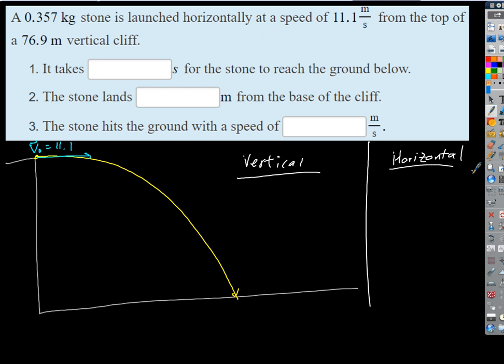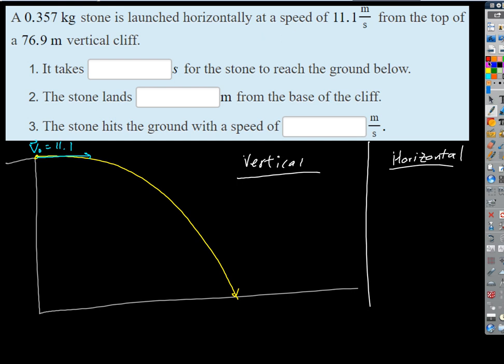So the first question then, it takes how many seconds for the stone to reach the ground? Is that a vertical or a horizontal question? It's vertical, completely vertical. It wouldn't make any difference if I were to just drop the stone, or if I shoot it out with a velocity of 11.1, or if I launch it with a velocity of 100 meters per second. It makes no difference, right? The only force acting is gravity, which is vertical, and so all the acceleration is vertical, right? So question number one is completely vertical. It doesn't have anything to do with the horizontal motion. So what do we know about the vertical motion?